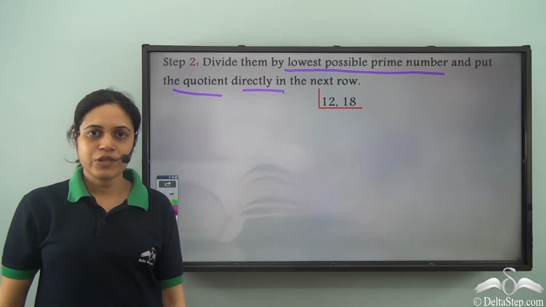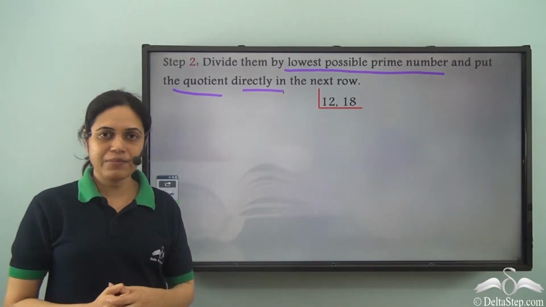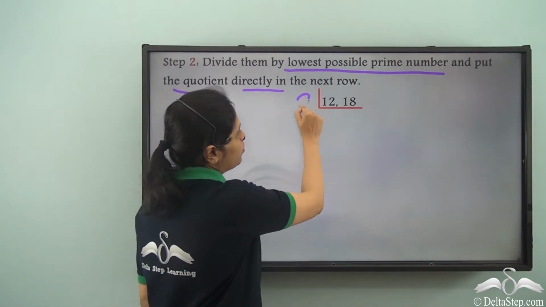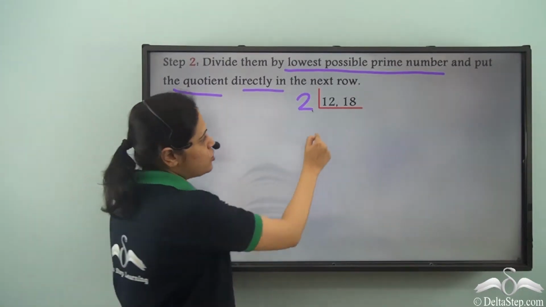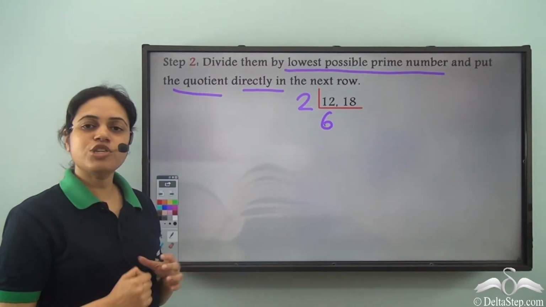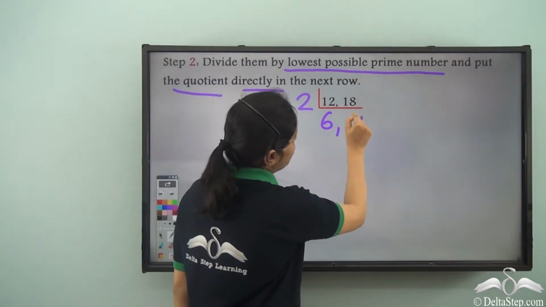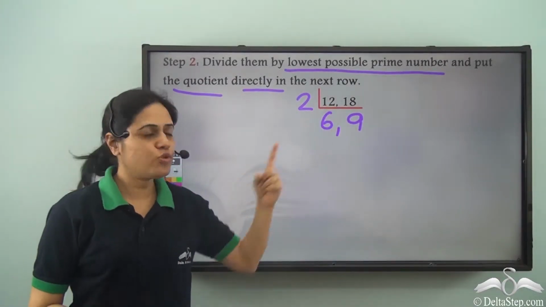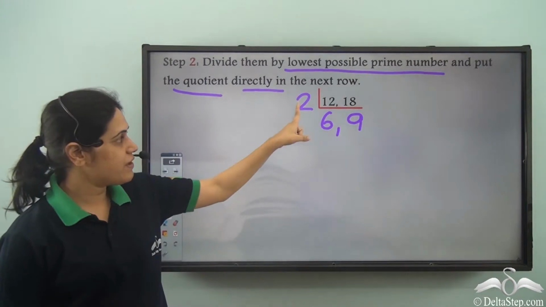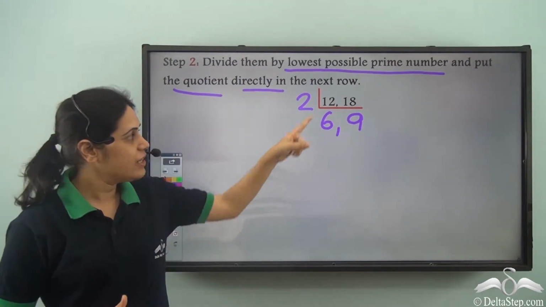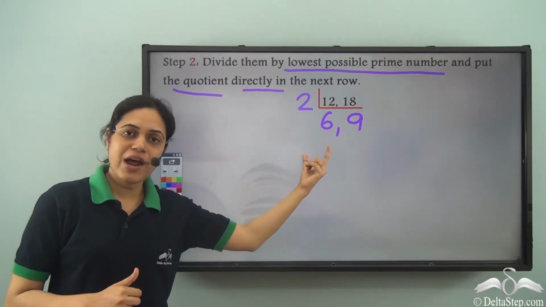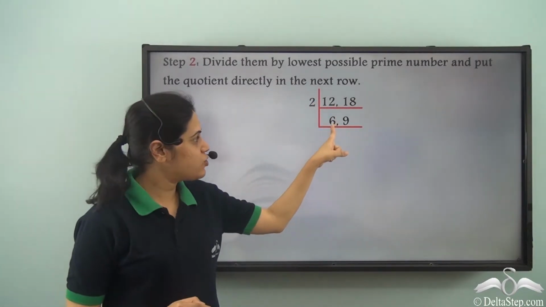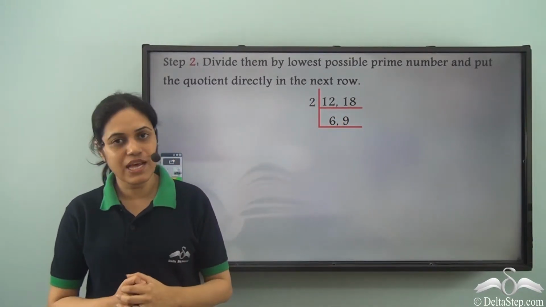in the next row. So what is the lowest possible prime number which divides these numbers? It is 2. So 2 divides 12 to give a quotient 6. So I write the quotient in the next row, and 2 divides 18 to give a quotient 9. So note, even if 2 divides any one of the numbers, we will consider it and divide one of those numbers by 2 and write the other number as it is. So 12 divided by 2 gives 6 and 18 divided by 2 gives 9.